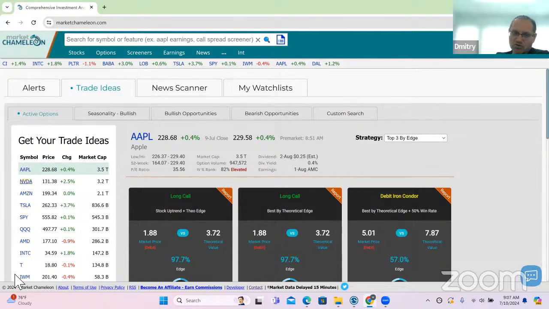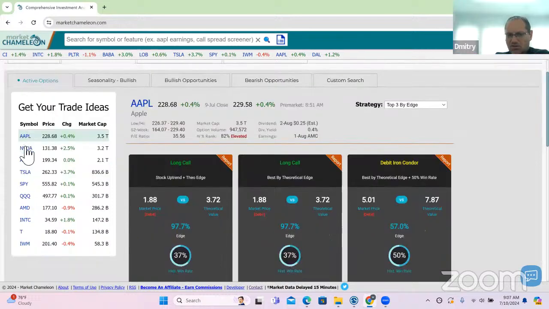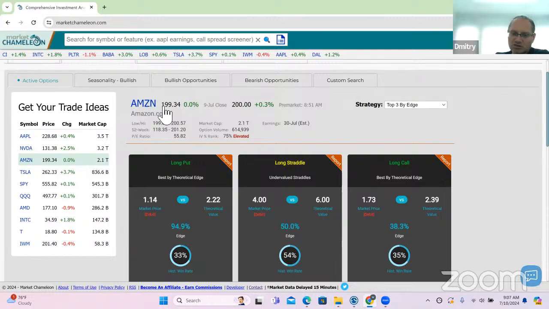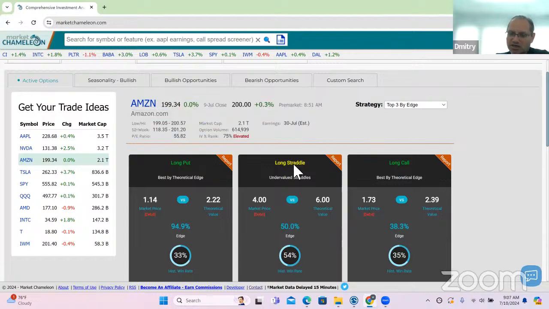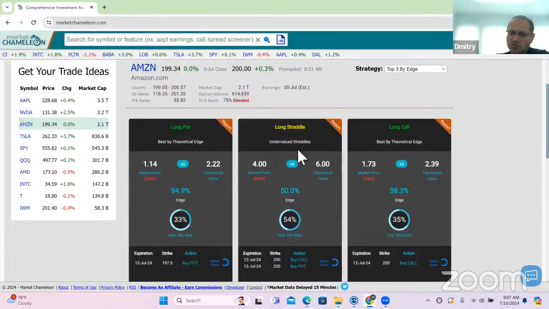These are the stocks with the most active options. You could see Apple, Nvidia, Amazon, Tesla, SPY. And if you click on them, like this, I clicked on Amazon, and now Amazon popped up. Here we get some stats on Amazon stock. And then we get these trade idea cards, and they are defaulted to the top three by theoretical edge.